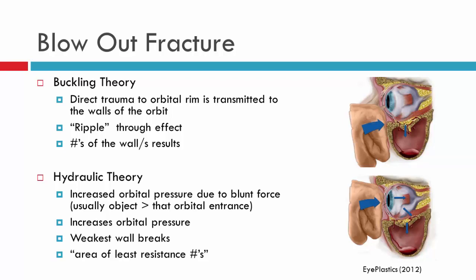Now, what is the mechanism by which the bones end up fractured? There's two theories, the buckling and the hydraulic theory. In the buckling theory, we have direct trauma to the orbital rim, which is transmitted through, like a ripple effect, to the walls. And this results in the walls fracturing. The hydraulic theory, on the other hand, indicates that the trauma causes an increased orbital pressure that then results in the weakest bones within the orbit fracturing.